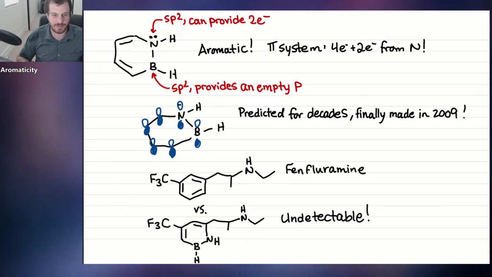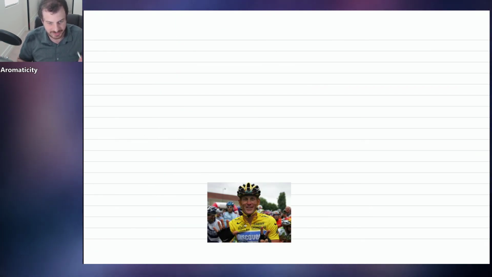Okay, just a final thought about aromaticity. Oh, there's Lance Armstrong. I was going to show him there. So yeah, he loves my idea here. He's like, right on, you do that.